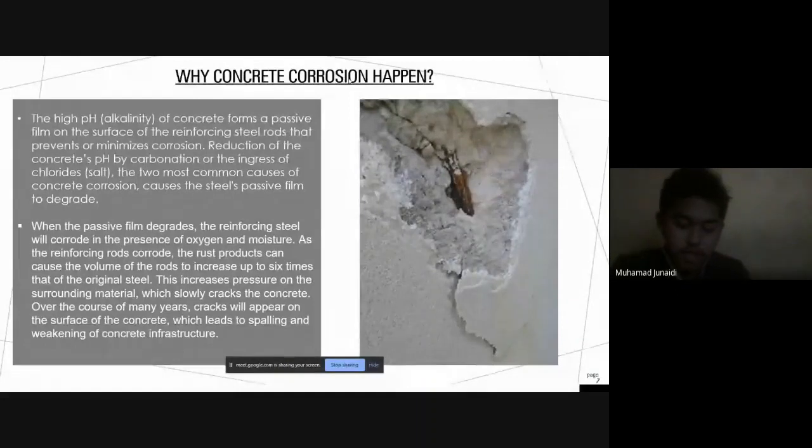If corrosion happens, the strength of the concrete will drop and decrease. It will make pressure increase in the surrounding material. The cracks will increase and the potential for the concrete to be destroyed also increases.